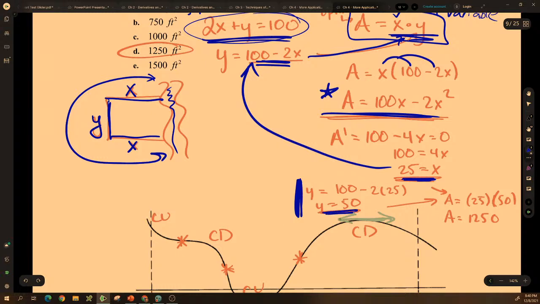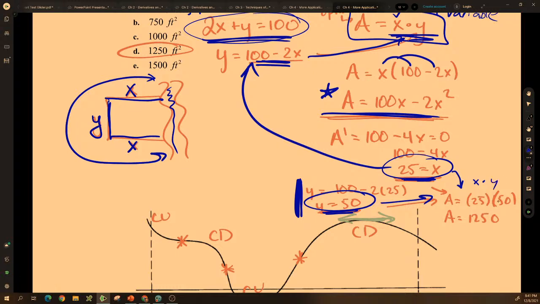We get 50. Now that I have both 25 and 50, I plug both of those into my area formula, which was x times y. And 25 times 50, 25 times 5 is 125. Add the 0, 1250.